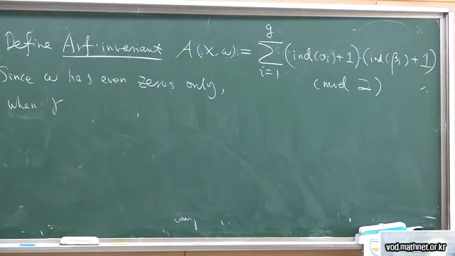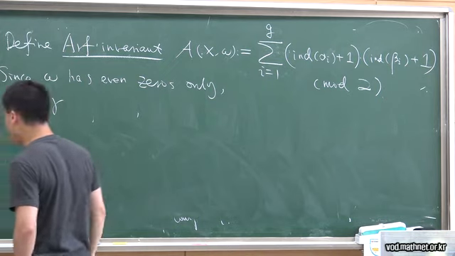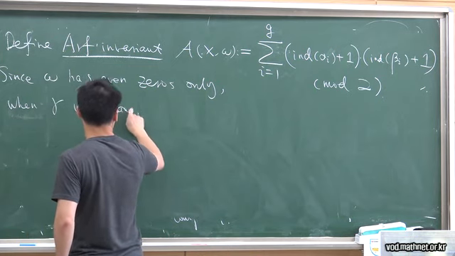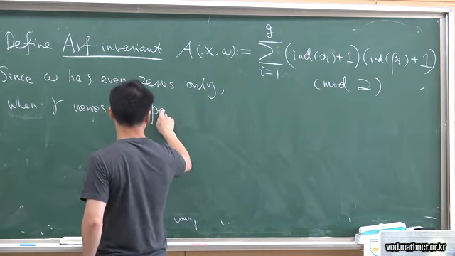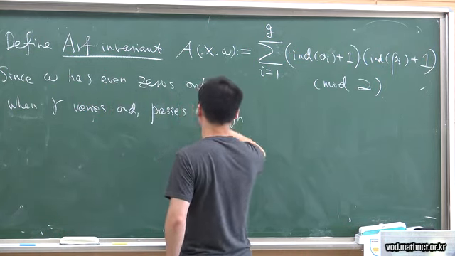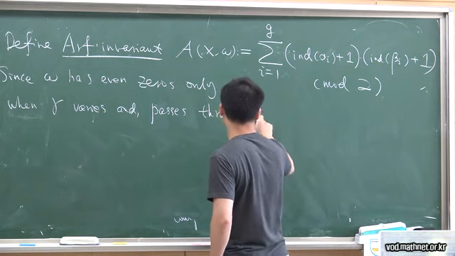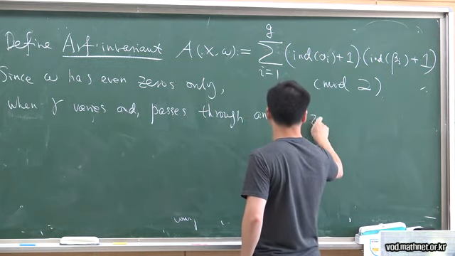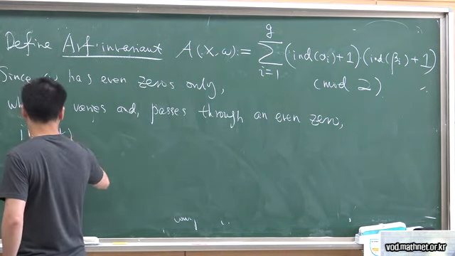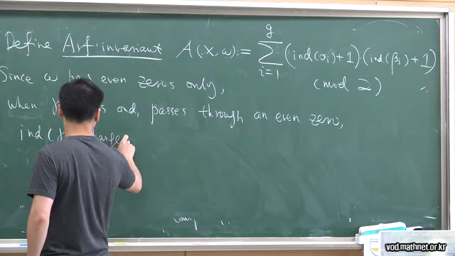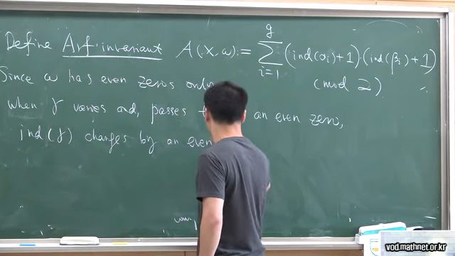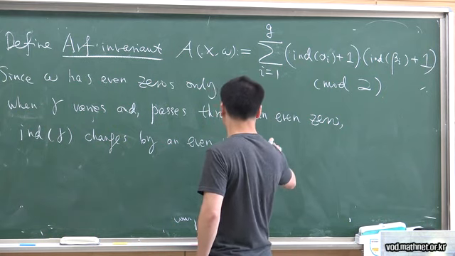So gamma is still some simple closed curve there. Gamma varies and passes through, I'll draw a picture for you, an even zero. The index of gamma only changes by an even number.